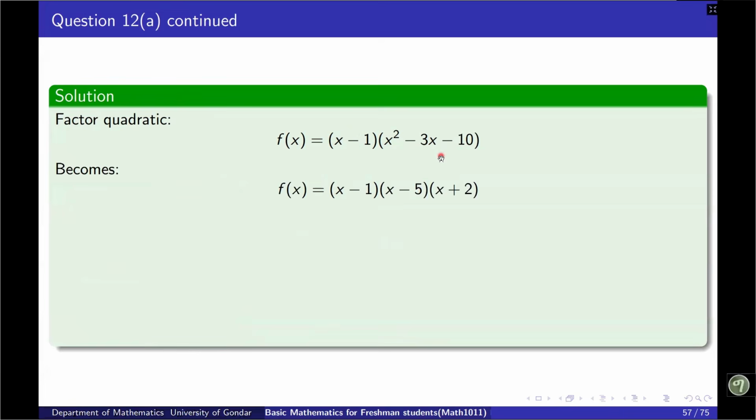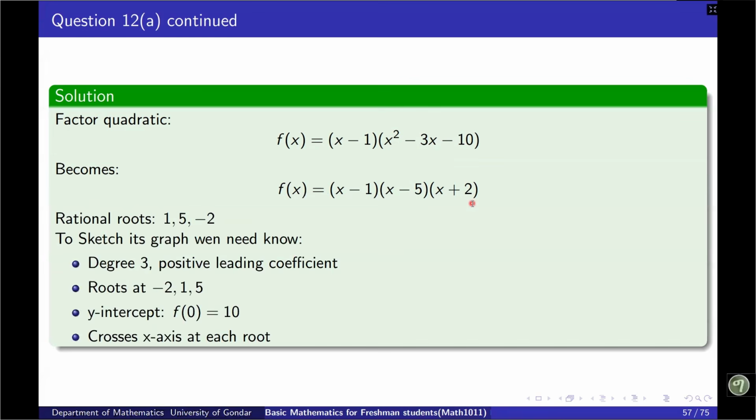Again, if we factorize x squared minus 3x minus 10, it becomes x minus 5 times x plus 2. So the fully factorized form of f of x is x minus 1 times x minus 5 times x plus 2, so that the roots are 1, 5, and negative 2, as obtained previously.